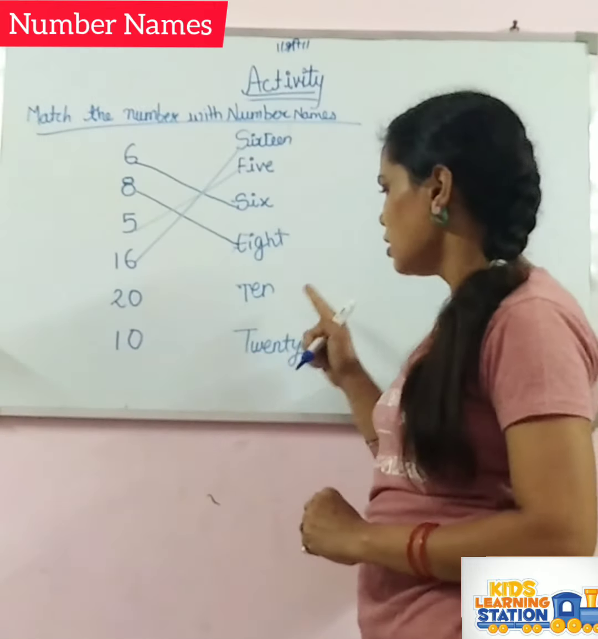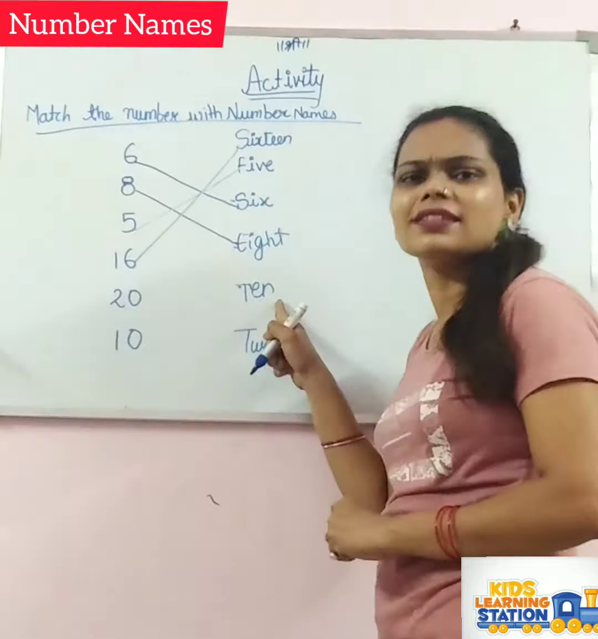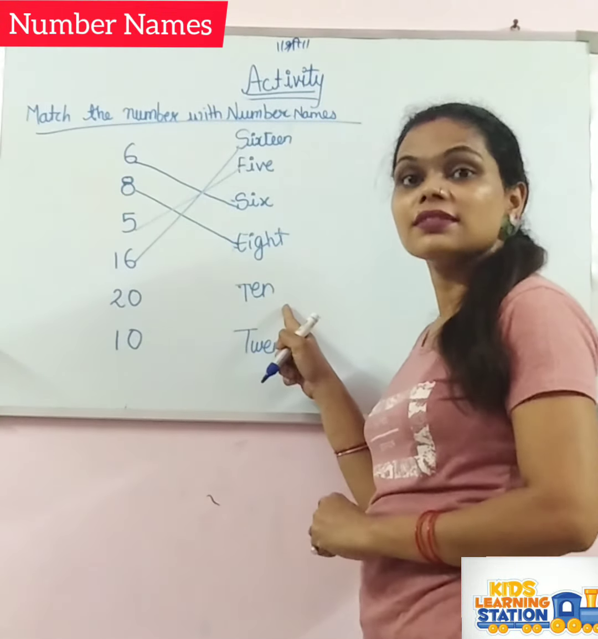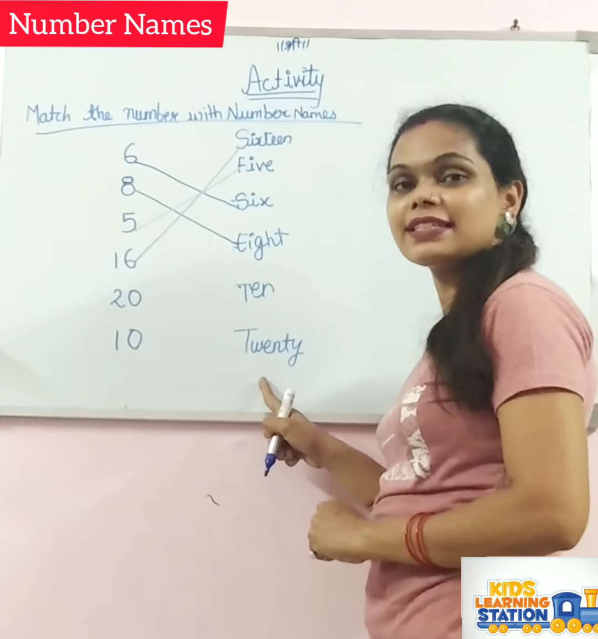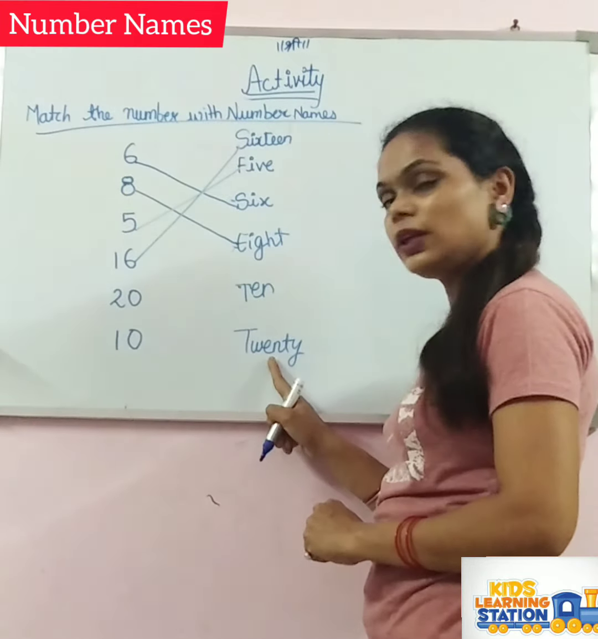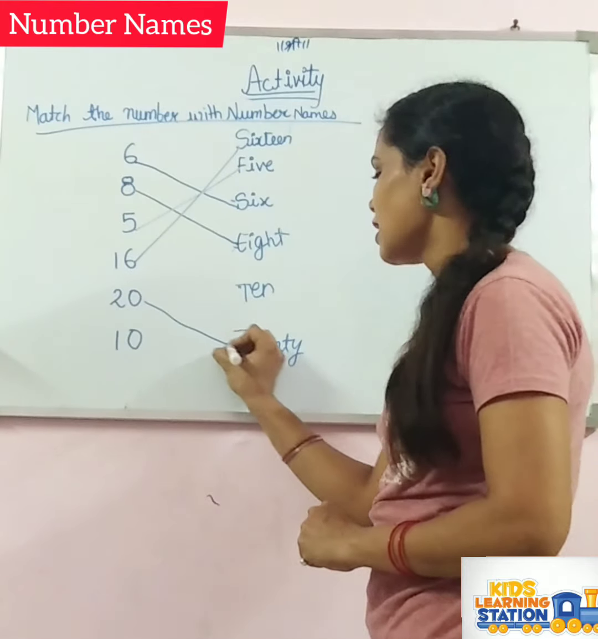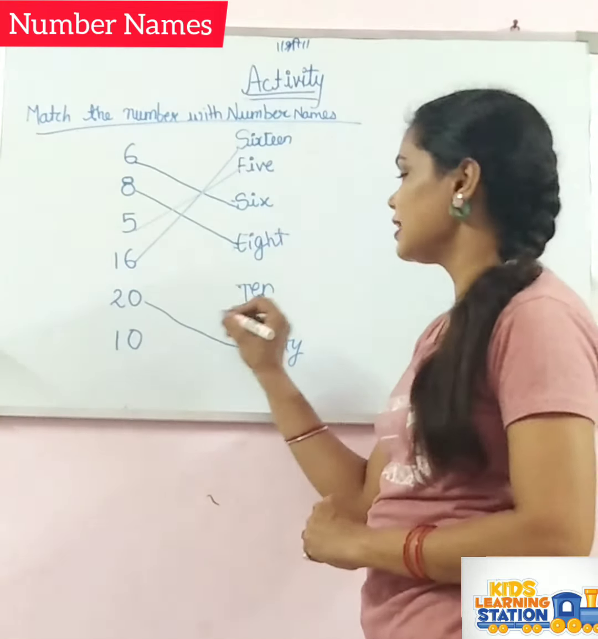20. We have these two number names. I think so. This is the number 20. No, T-E-N 10. Right. Which number is this? 20. The number name of 20: T-W-E-N-T-Y, 20. Let's match. And which number is remaining? Number 10. Let's match it.